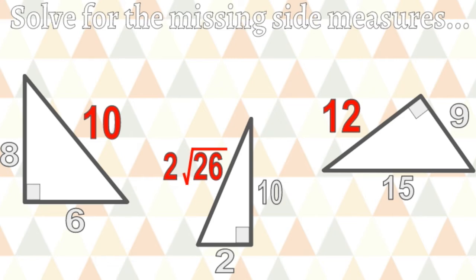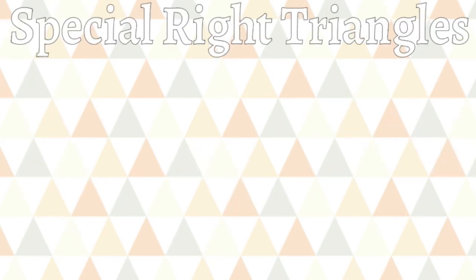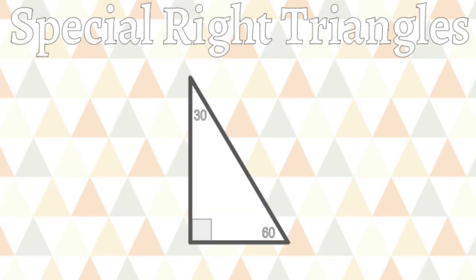If that doesn't help you, just ask me on Monday. I'll be glad to work it out with you. So, let's move on to our special right triangles. Yesterday we talked about one of them. We talked about the 30, 60, 90 right triangle.